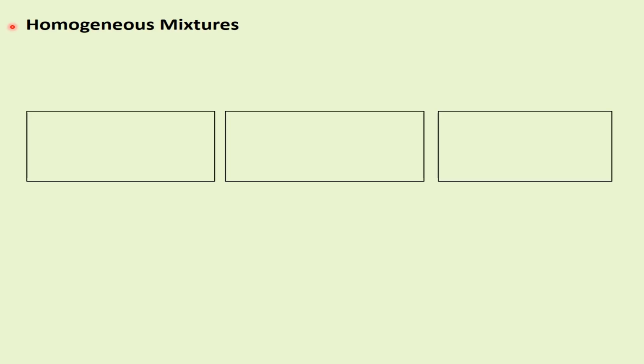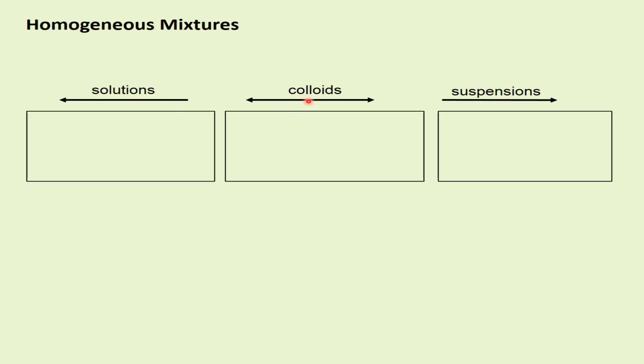So homogeneous mixtures include solutions, colloids, and suspensions. And the distinguishing feature between these three types of homogeneous mixtures is their size range. So by definition, a solution is a homogeneous mixture whose particles are smaller than 1 nanometer, which is 10 to the minus 9 meters. That's 1/1,000,000,000th of a meter.